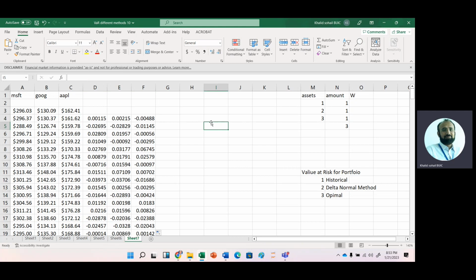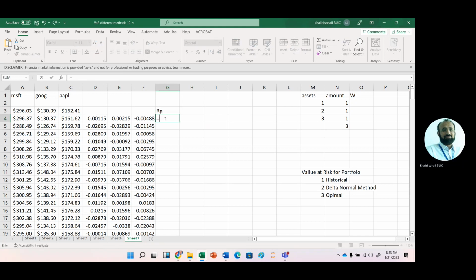Now, as we know, for portfolio risk, the value at risk for portfolio by using the historical method, we need to calculate portfolio return. For portfolio return, we use the concept of matrices. Now here, we want to calculate portfolio return using the MMULT function. And the returns are already transposed, so we don't need to transpose the returns. Just use these returns, comma, and then we have the weights. These are our weights that should be fixed.